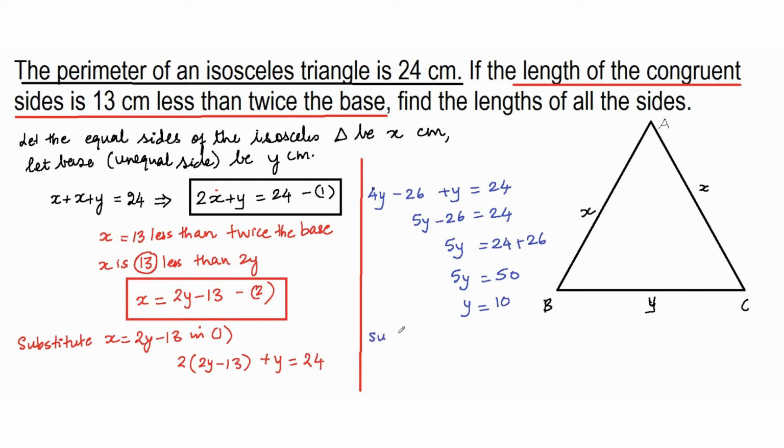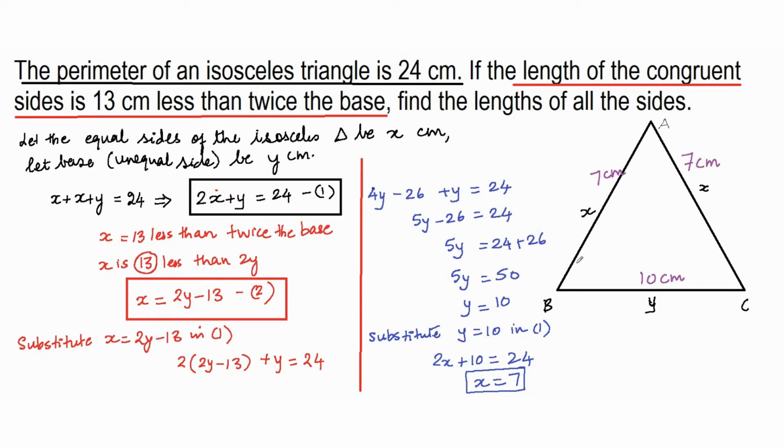Now we can substitute y equal to 10 in, say, the first equation. So we get 2x plus 10 is equal to 24, which means x is equal to 7. So if you solve this equation, you will get the value of x as 7. Therefore the equal sides are 7 centimeters each, and the base y is equal to 10 centimeters.